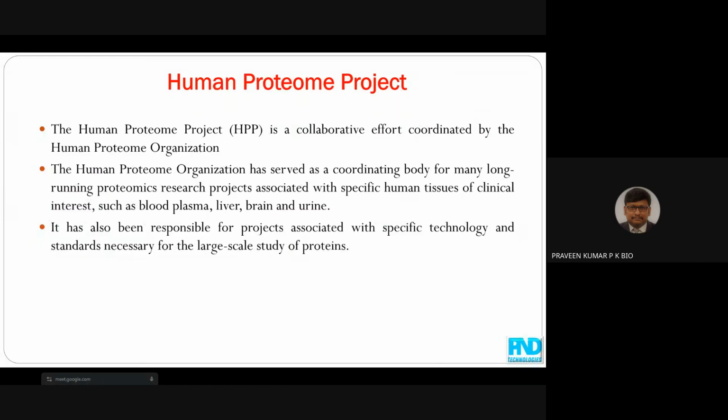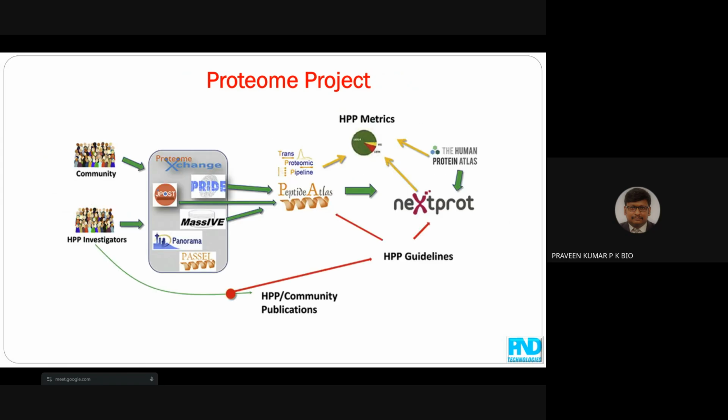Human Proteome Project. What is the Human Proteome Project? It is a collaborative effort coordinated by the Human Proteome Organization. Majorly, we carry out a large-scale study of proteins of a specific organism. In the human proteome, we study the proteins of a human. In the Proteome project, we use a kind of workflow to link various tools and databases.